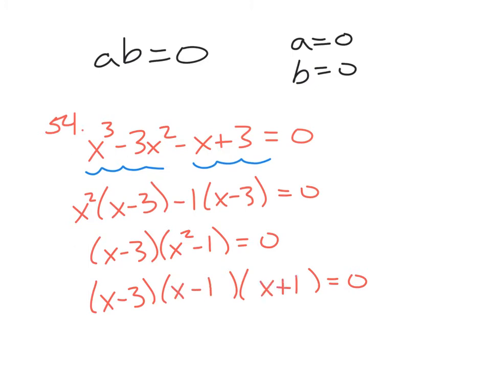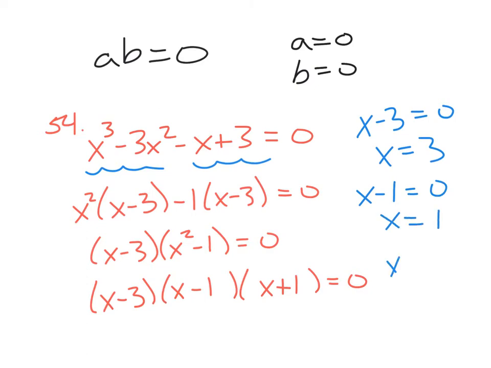Now we're going to use this idea that we started with: when things are multiplied together and they equal 0, at least one of them must be 0. Just because we have 3 of them now doesn't mean anything is different. You take your factors, set them equal to 0, and then solve them. So we have x minus 3 equals 0, so one of our solutions is 3. We have x minus 1 equals 0, so another solution is 1. And then finally we have x plus 1 equals 0. So there are our 3 solutions.